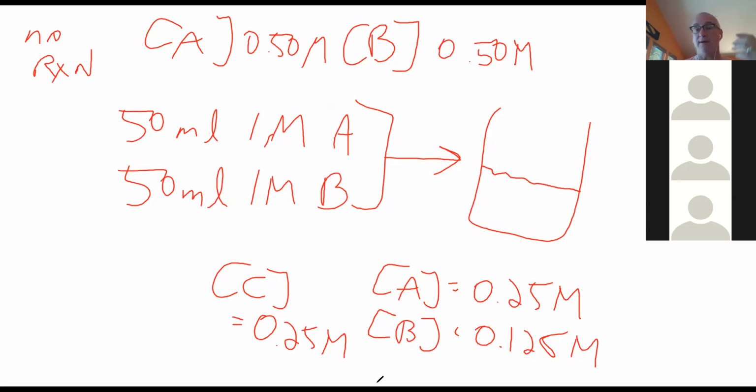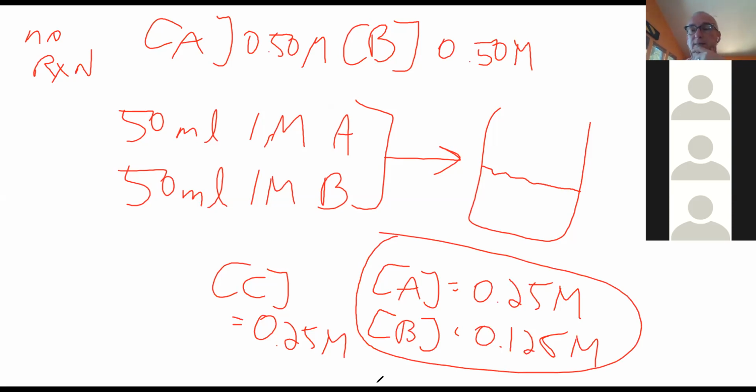But that's not what happened. So then we take a look at the concentrations. We look at A, and basically what this tells me is that half my A was consumed. So half the A went missing, right? It got converted into something, probably converted into C somehow, right?